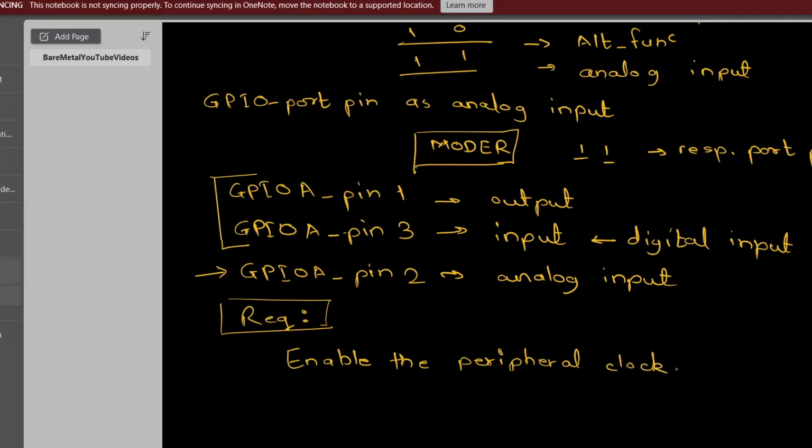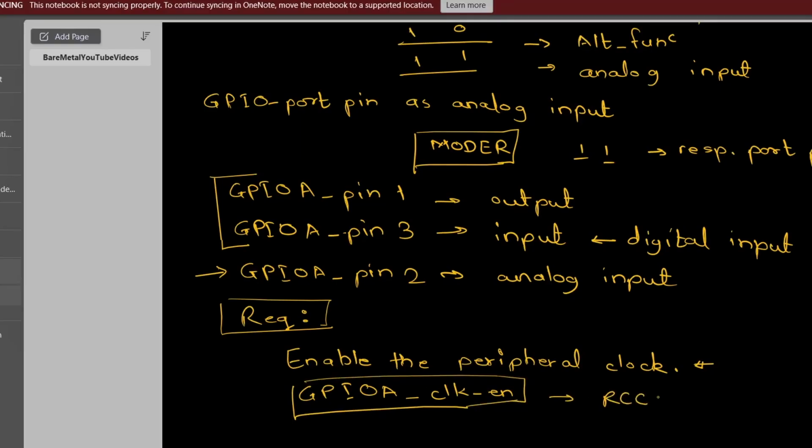So this is the very first requirement. Unless and until you enable the peripheral clock, you cannot configure the rest of the registers for that peripheral. In our case, GPIO peripheral. So we have to enable the GPIO peripheral clock, and this bit, it's in RCC AHB1 ENR.